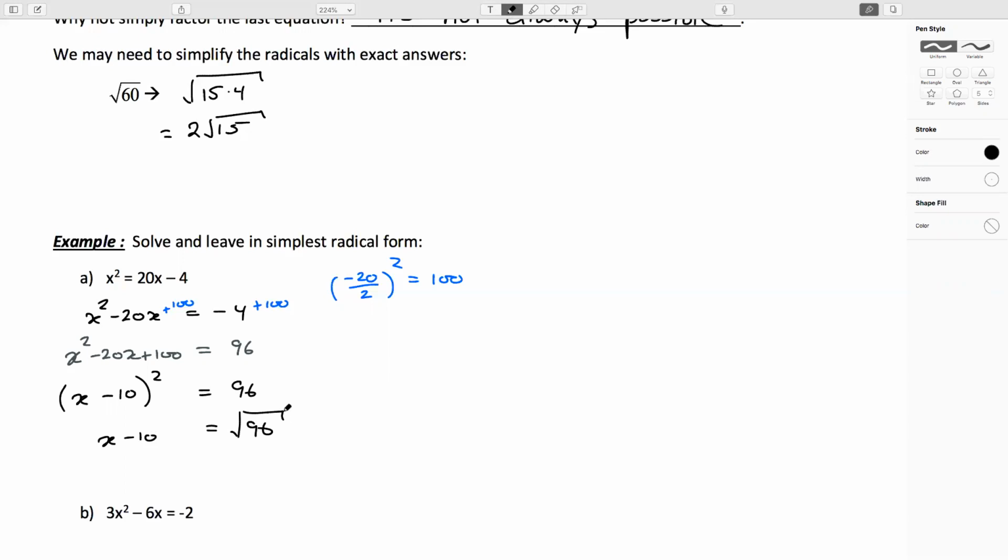And we have to see if we can simplify root 96. It turns out it can be written as 4 root 6. So x minus 10 equals plus or minus 4 root 6. We can then move the 10 over by adding it, and x will equal 10 plus or minus 4 root 6 would be our final answer.